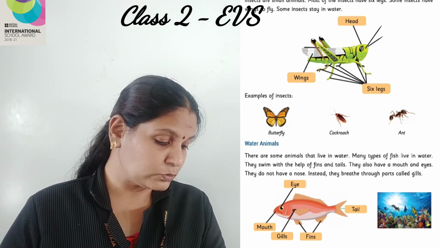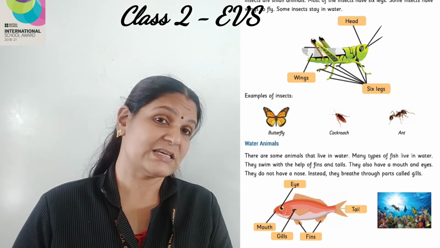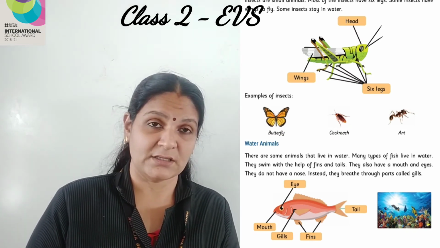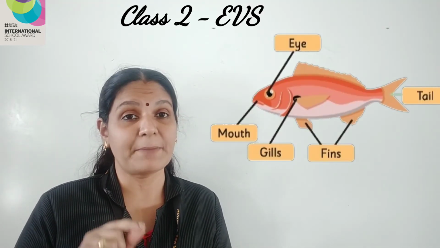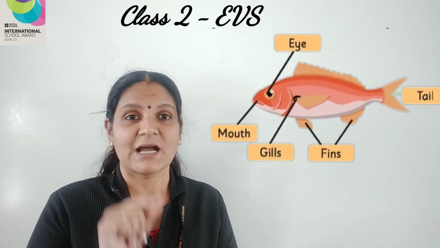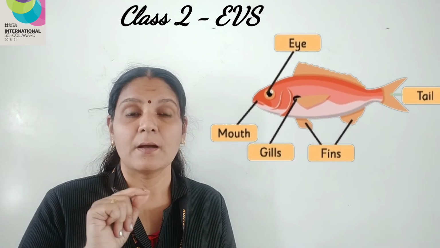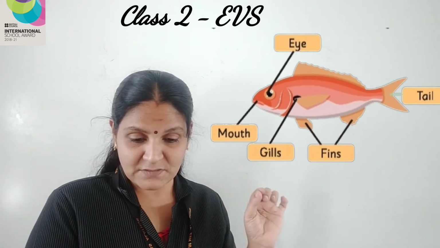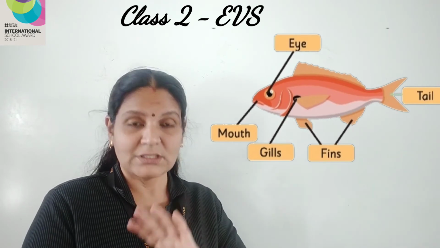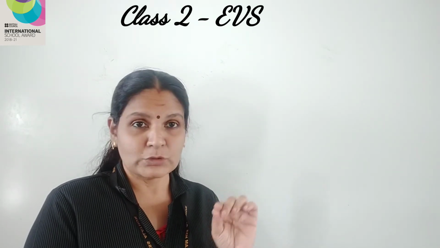Instead they breathe through parts called gills. അപ്പോൾ ഫിഷ് എങ്ങനെയാണ് ബ്രീത്ത് ചെയ്യുന്നത്? It does not have a nose, but it has got a part called gills. ഗിൽസ് യൂസ് ചെയ്തുകൊണ്ടാണ് ഫിഷ് ബ്രീത്ത് ചെയ്യുന്നത്. Yes, you have a small activity here based on these animals. We will do that activity.